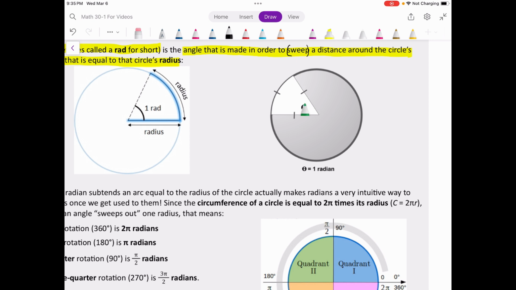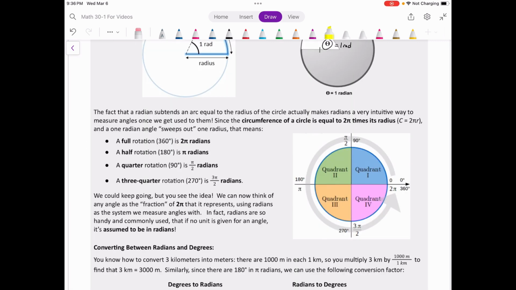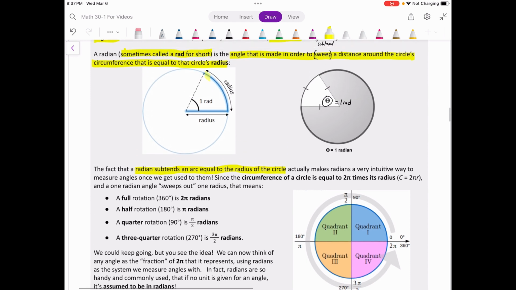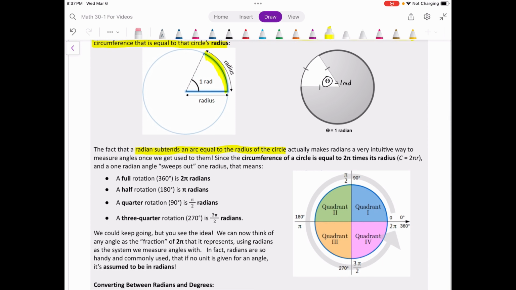So this angle is 1 radian, there's a radius, right? And that means that we have subtended an arc of 1 radius along the circumference of the circle. So by definition, this angle theta is 1 radian. And so now we get into the kicker of why radians are nice to work with. Because a radian subtends an arc equal to the radius of the circle, the arc is this thing, what we've traveled along the edge of the circle while sweeping out our angle, okay?